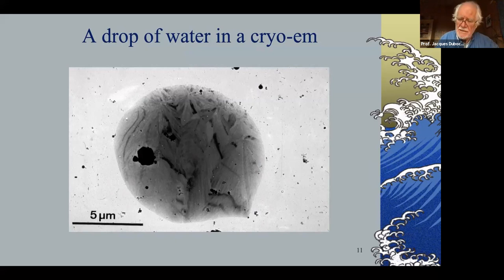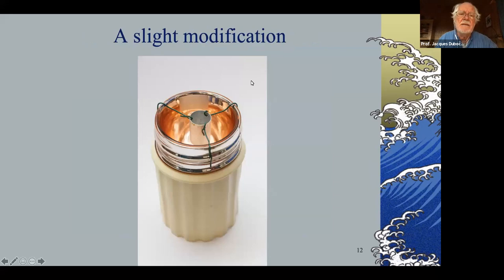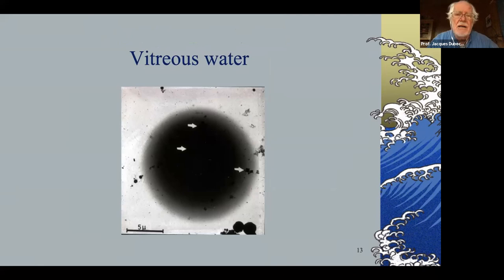And my colleague had the idea to make a small change. He put a beaker in the middle of the dewar, and he condensed liquid ethane in the beaker so that the tweezer for the grid fell in liquid ethane instead of liquid nitrogen. And then he called me to the microscope because this was to be seen in the microscope.